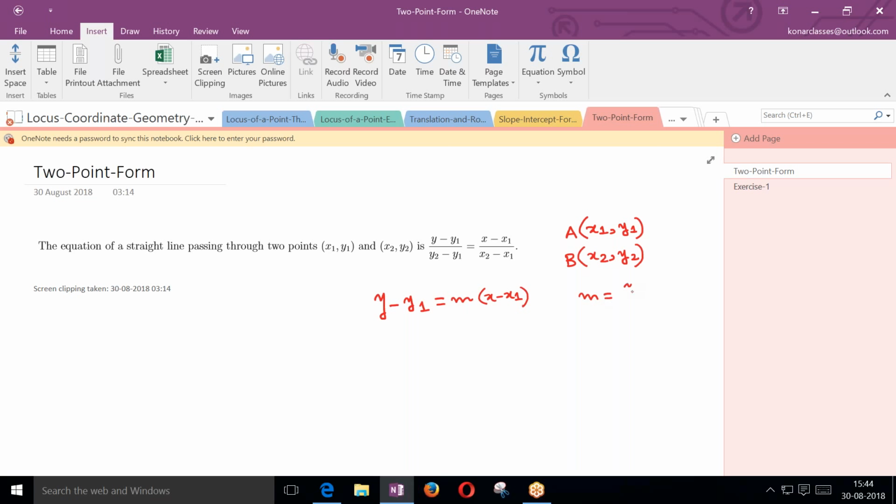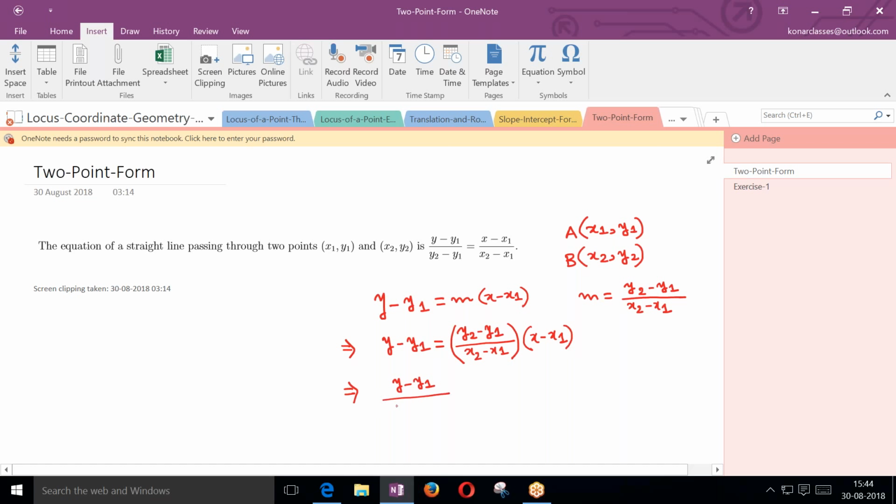Is the difference of the y coordinate, that is y2 minus y1, divided by the difference of the x coordinate, x2 minus x1. Now if we apply this value here, what we get is y minus y1 is equal to y2 minus y1 divided by x2 minus x1 into x minus x1. So now you can make it in a little more structured manner, which will be helpful to remember also.